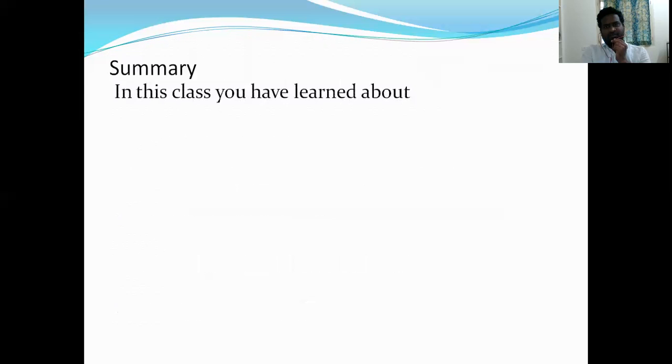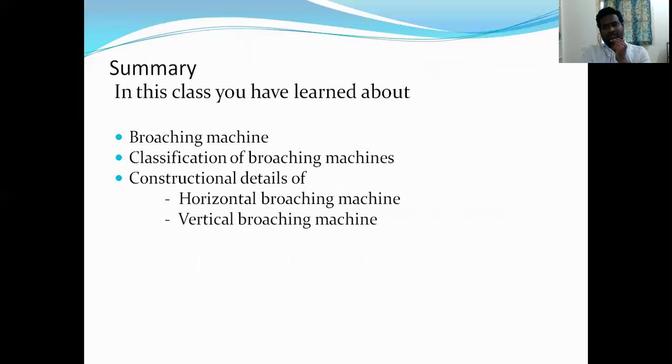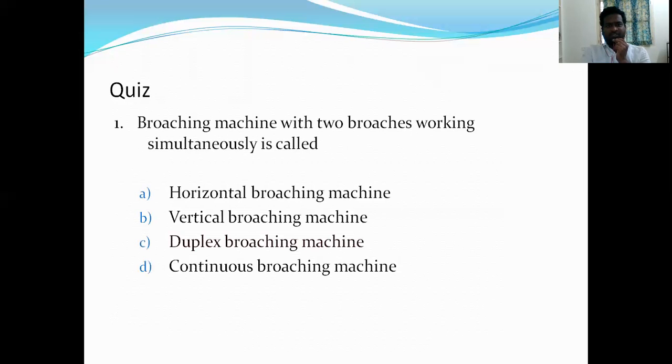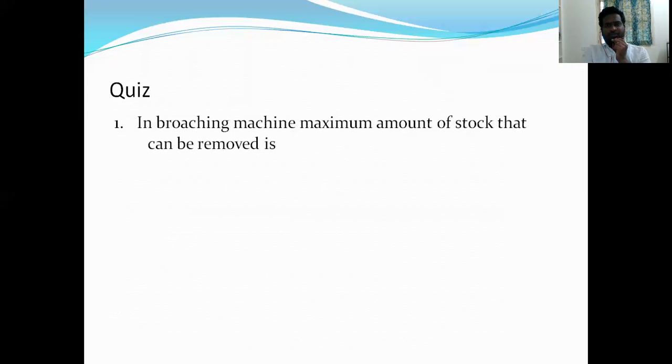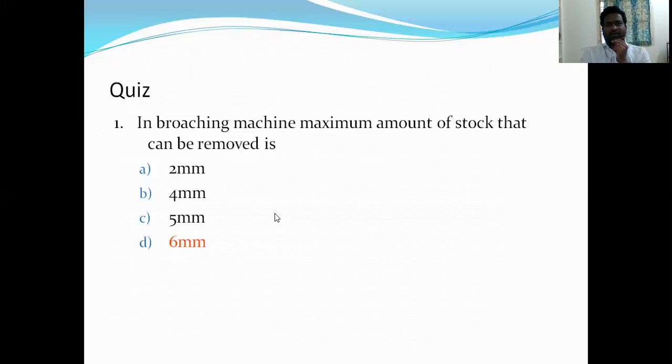So in yesterday's session and today's session, we have concluded the broaching machine, classification of broaching machines, and constructional details of horizontal and vertical broaching machines. Based on this, we can do some discussions. A broaching machine with two broaches working simultaneously is called a duplex broaching machine. In a broaching machine, the maximum amount of stock that can be removed is 2 mm, 4 mm, 5 mm, or 6 mm. The maximum amount, we know, is 6 mm. So we have to conclude this, and we are going to another topic today, right?